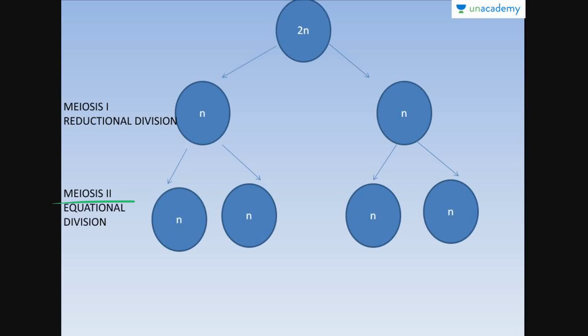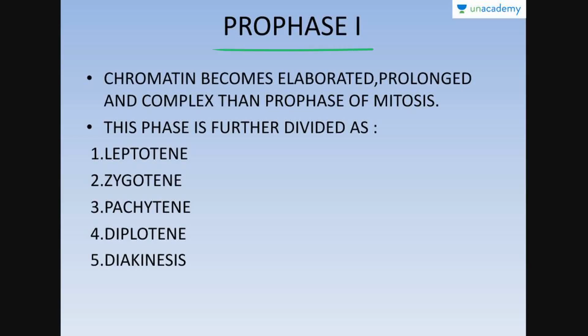Now meiosis I is further divided into prophase, metaphase, anaphase and telophase. These are the 4 phases, named prophase I, metaphase I, anaphase I and telophase I. Now prophase I, we are going to talk about it. Prophase I is a rather complex phase. It is not as simple as the prophase of mitosis. It is further divided into leptotene, zygotene, pachytene, diplotene and diakinesis. We are going to look at each of these stages one by one.